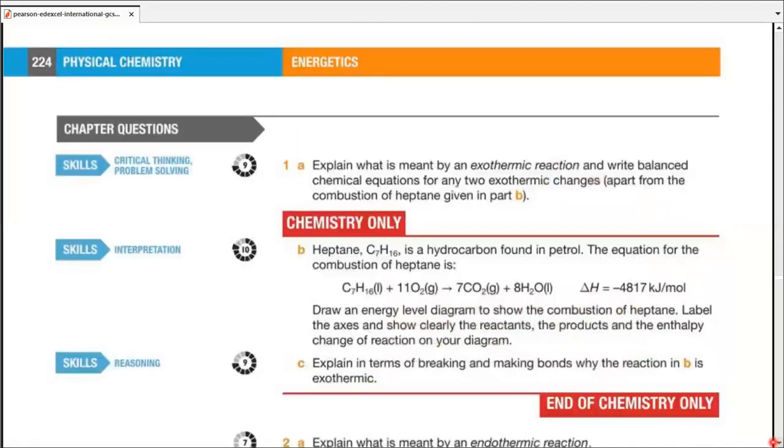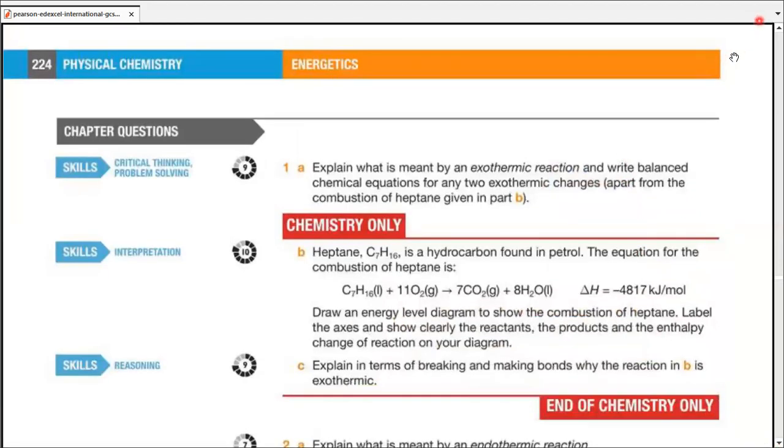I hope that makes sense. And it also finishes the chapter.